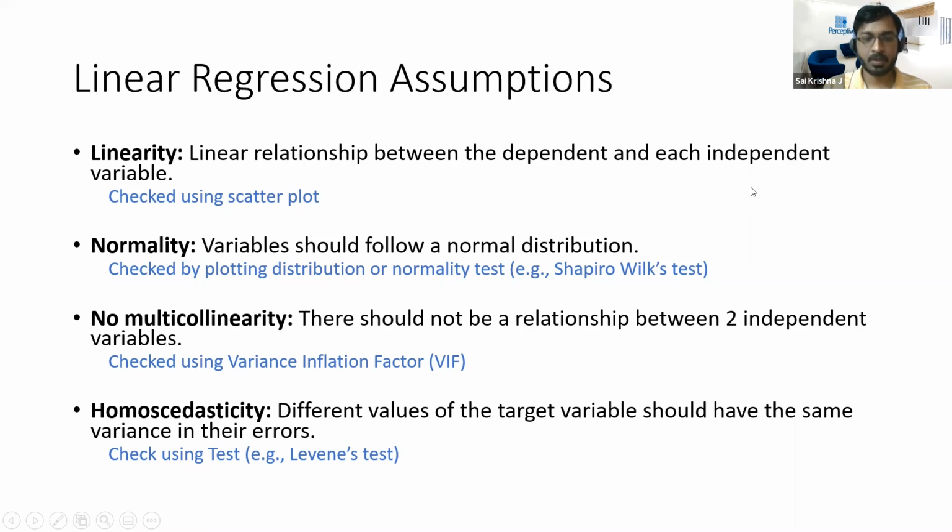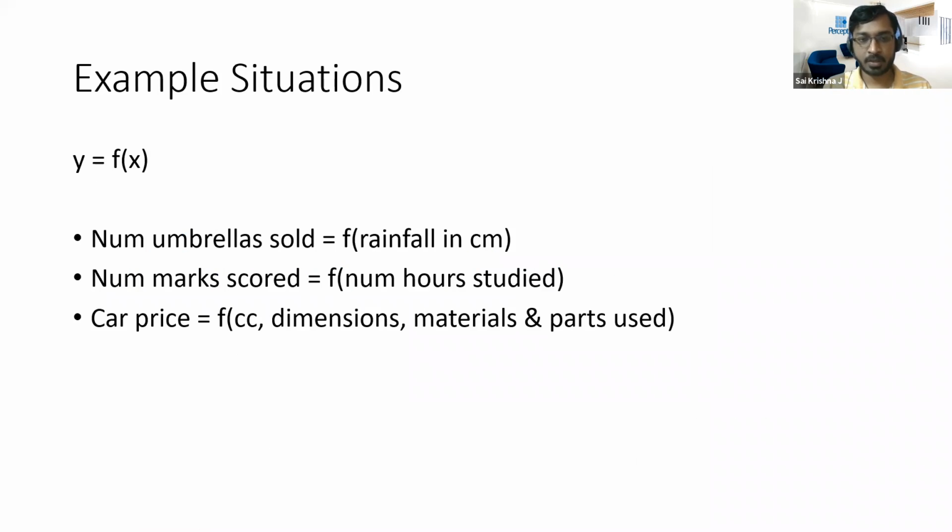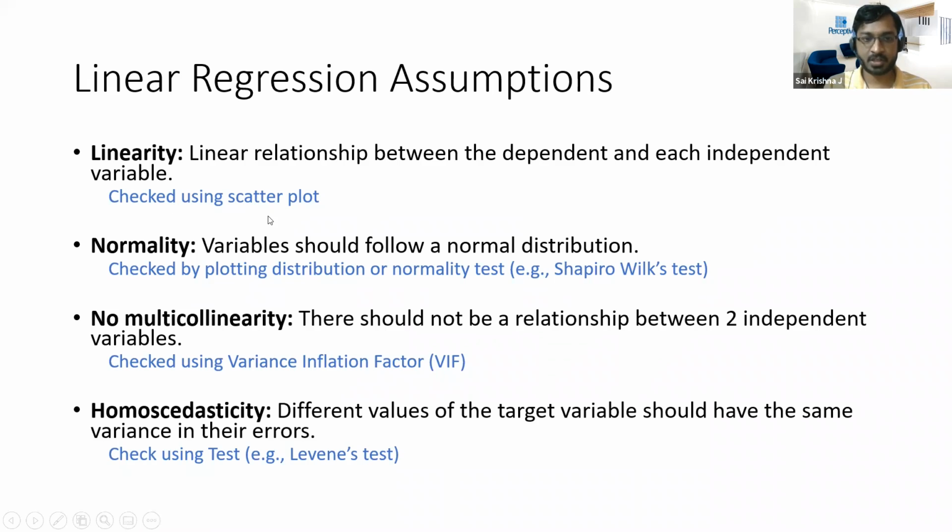Okay, so for example, what do you mean by a linear relationship? Let's say you plot the number of umbrellas sold on the y-axis. So this is the y variable. Then you plot this rainfall in centimeter on the x-axis. Okay, you will get a scatter plot. So that's what I mentioned here: checked using scatter plot. By looking at that scatter plot, we can calculate something called a correlation coefficient, and we can identify whether those two variables have a positive correlation or a negative correlation, or how strongly or weakly they are correlated.